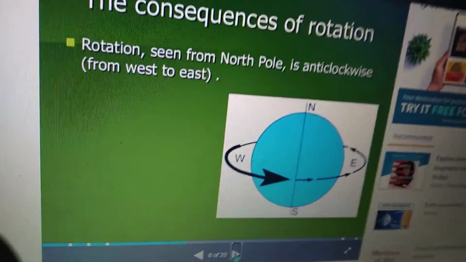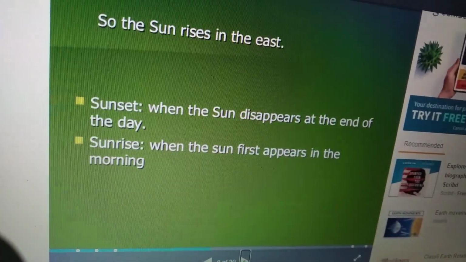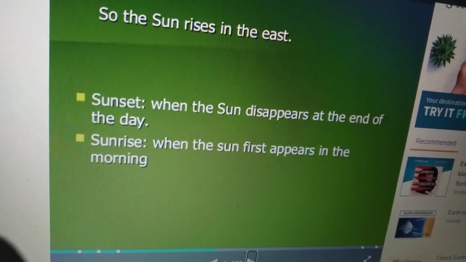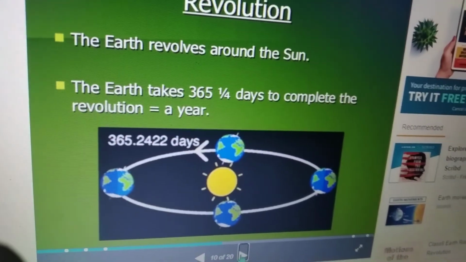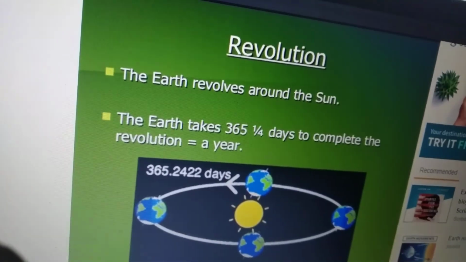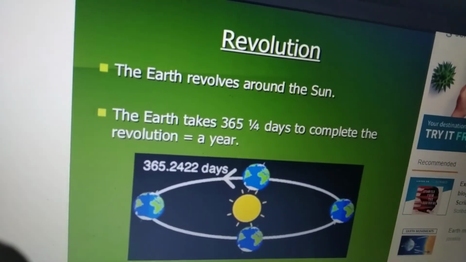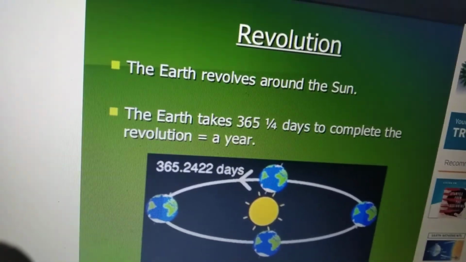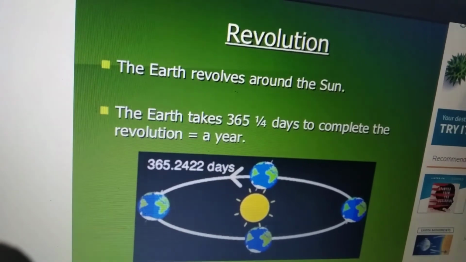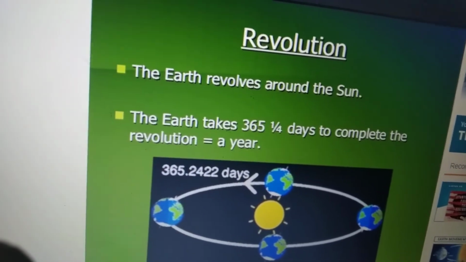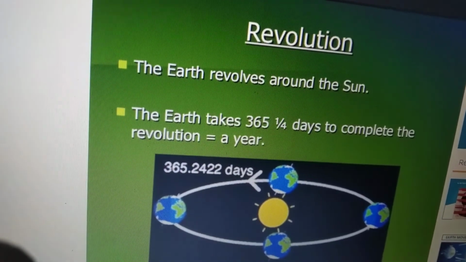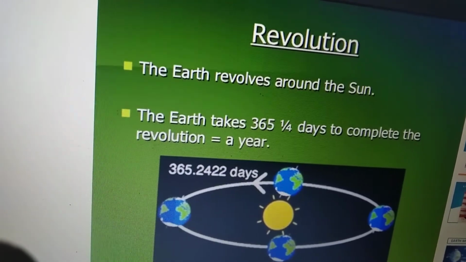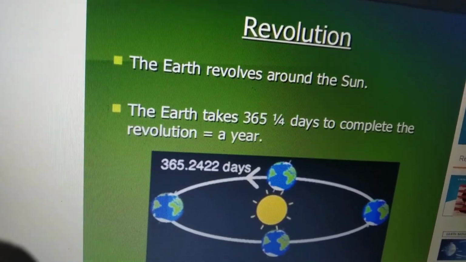Up to here, have you understood what is meant by rotation? Yes, that's why the sun rises in the east. Okay. Next, coming to revolution. So the Earth revolves around the sun. The Earth not only rotates on its axis, it also moves around the sun in a fixed path that is called an orbit. So the movement of the Earth around the sun is called revolution.